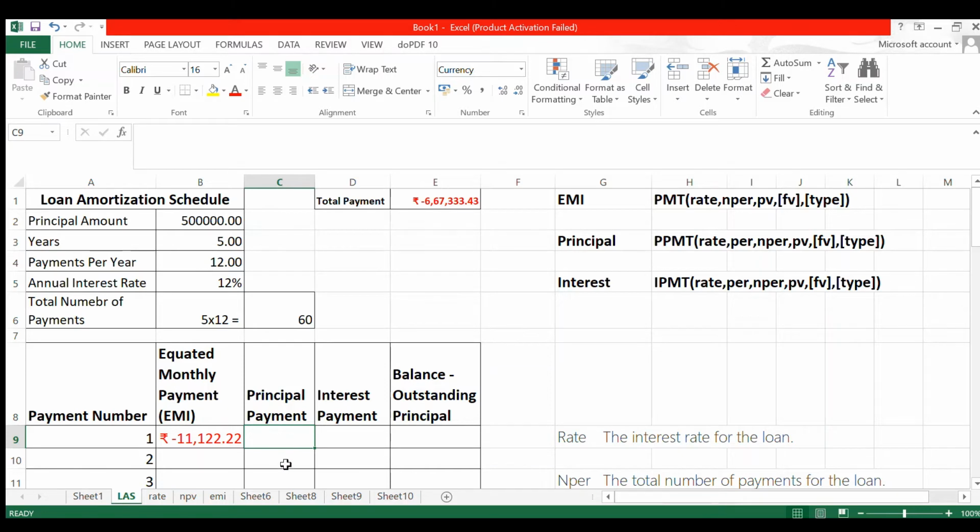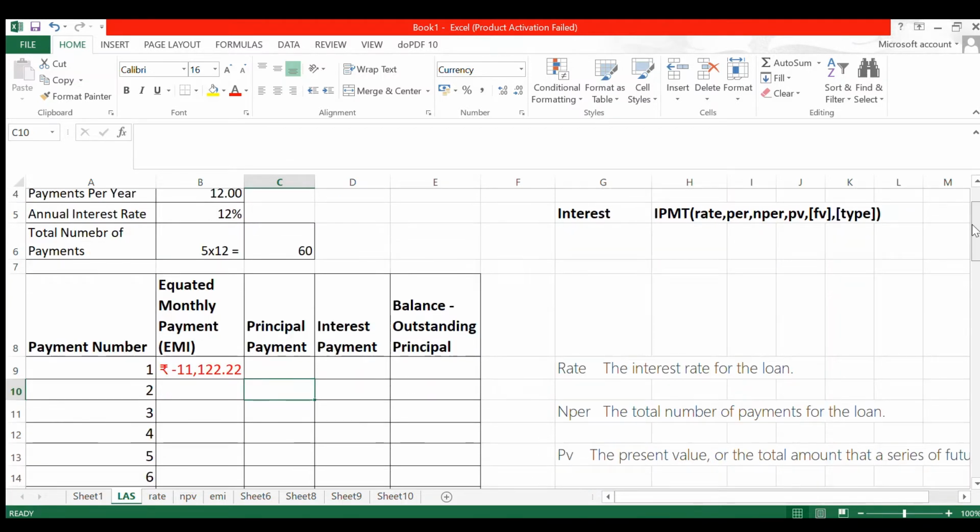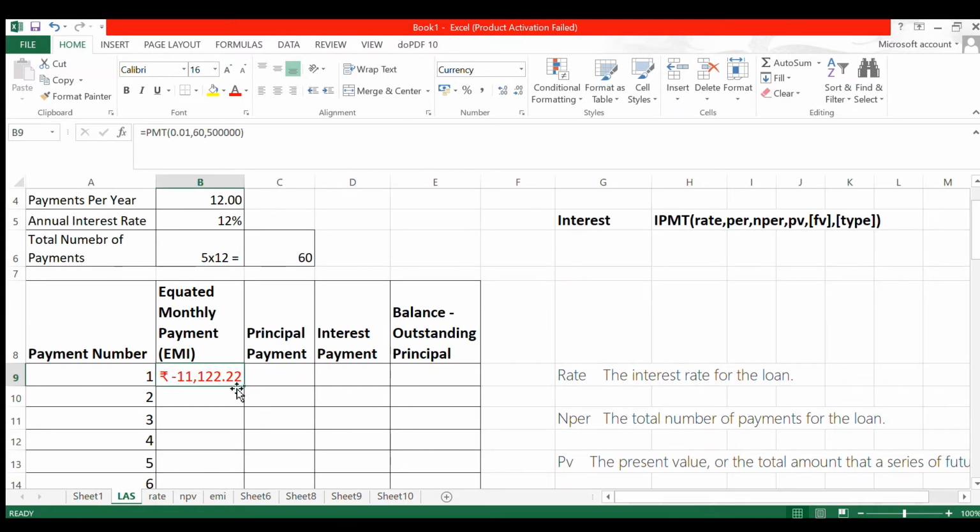If we are calculating the principal payment for the second month, then we should give it 2, and so for all the subsequent months we should increase the number of the month. So for every month we are paying 11,122 to the bank, and now we can compute the principal payment out of the equated monthly installment.